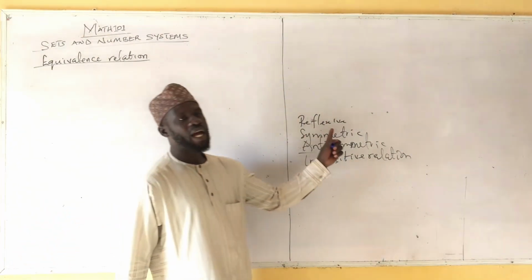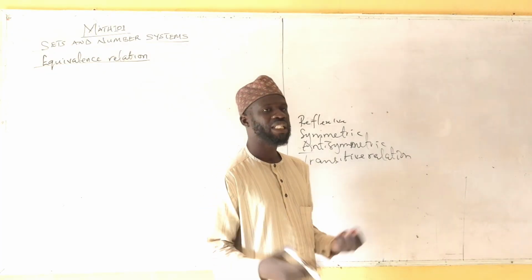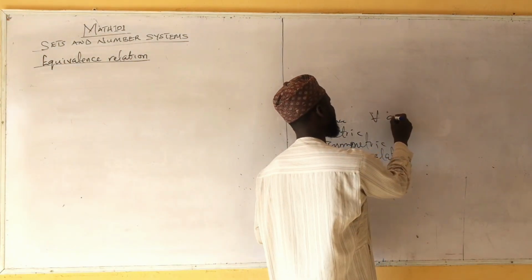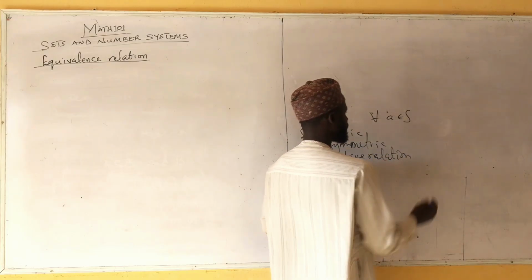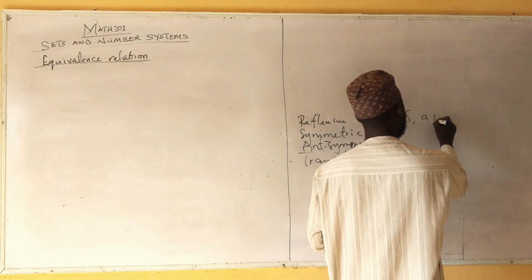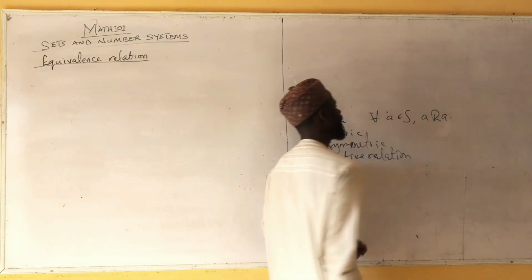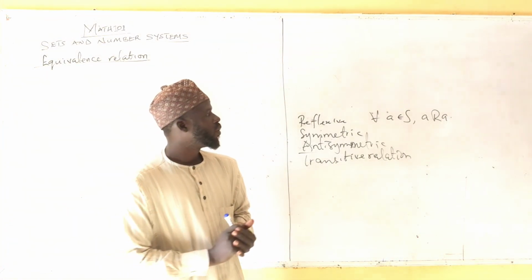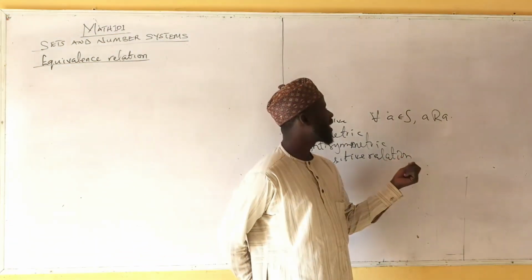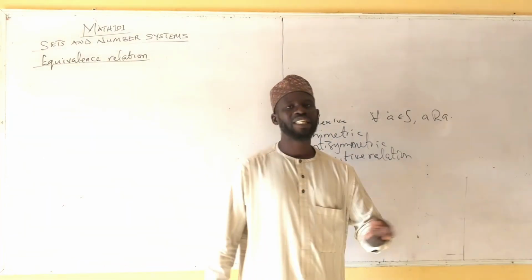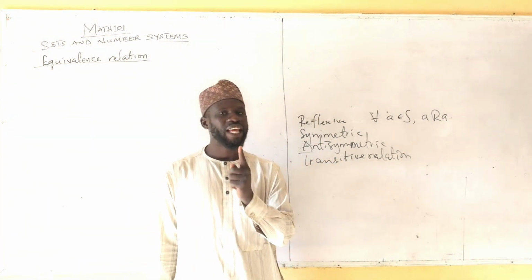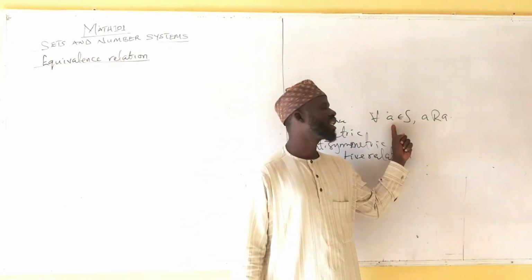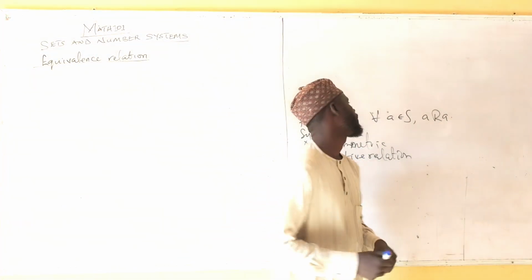A relation R on a non-empty set S is said to be reflexive if for all A in S, A is related to A. A is related to itself. Whenever A is being related to any other element in the set S, then A must be related to itself under R.